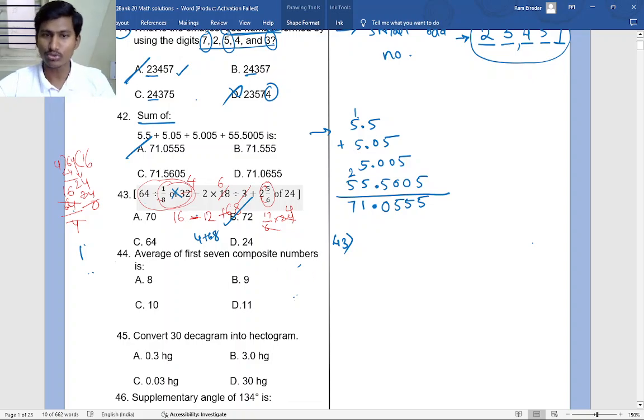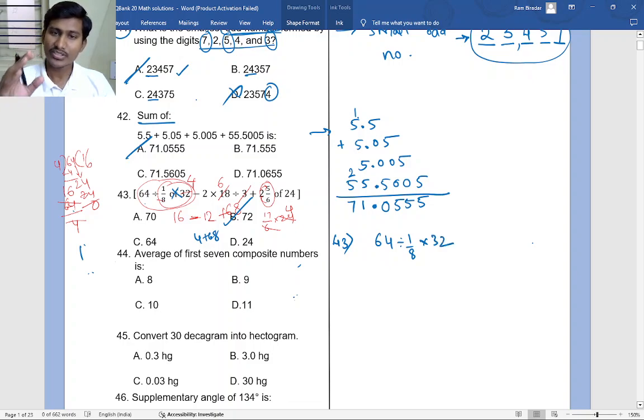So that is how you have to do it without writing much. Okay, so I will write it in the proper way and show how. Okay, so here 64 divided by 1 by 8 of 32. Next is how much? That is minus 2 into 18 divided by 3 is there, right? So then after that what is there? Divided by how much? 3 plus.